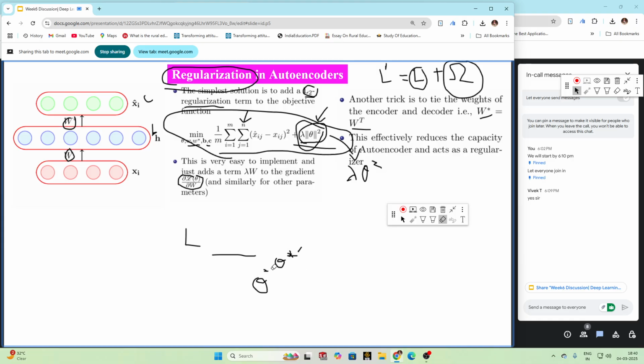Or otherwise, another simple trick is the second trick. This is the first trick, that is the L2 regularization. And the other simple trick is decreasing the number of parameters.